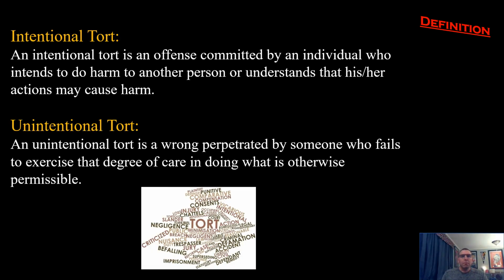Intentional tort is an offense committed by an individual who intends to do harm to another person or understands that his or her actions may cause harm. An unintentional tort is a wrong perpetrated by someone who fails to exercise the degree of care in doing what is otherwise permissible.